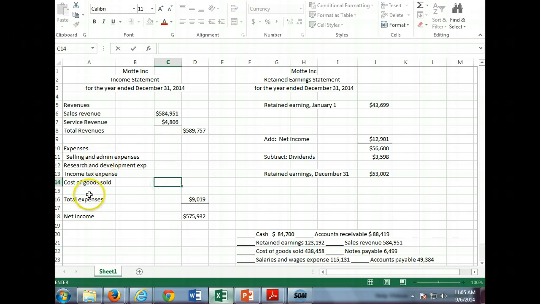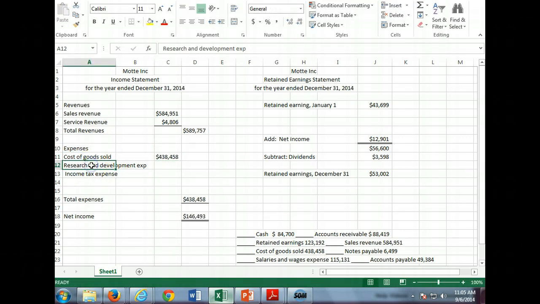Cost of goods sold. Cost of goods sold is what? 438,458. What's next? Salaries and wages. If it would have said salaries and wages payable, would it be on the income statement? It'd be on the balance sheet. It's a liability. Okay, salary and wages expense is 115,131. What's next? Interest expense is 1882.